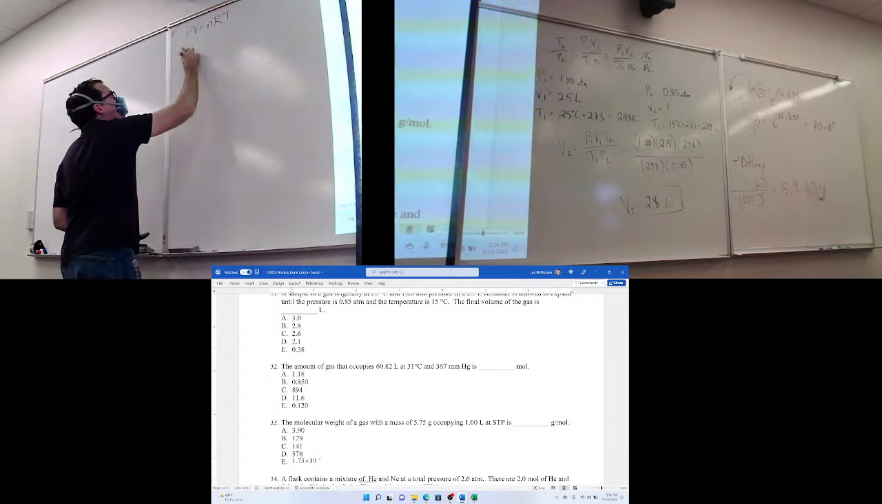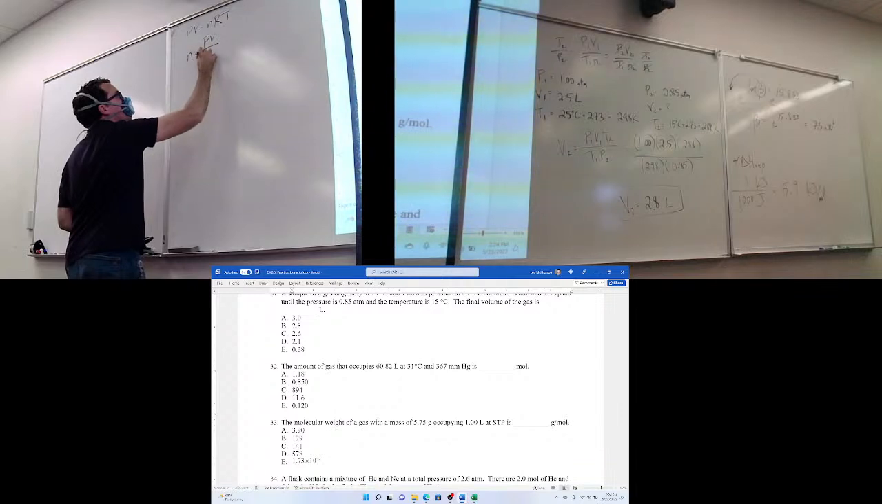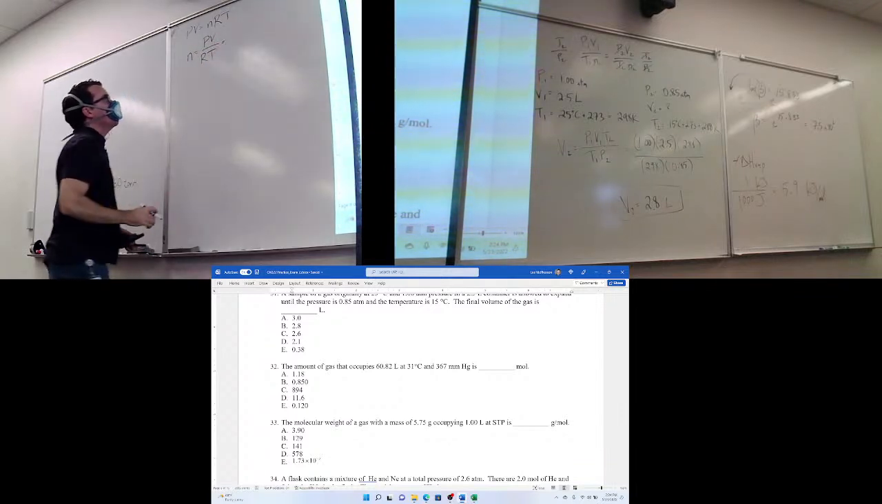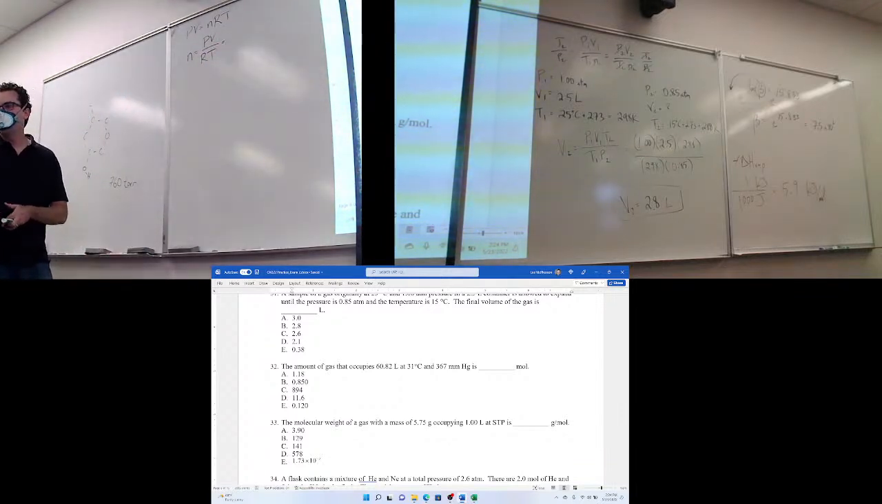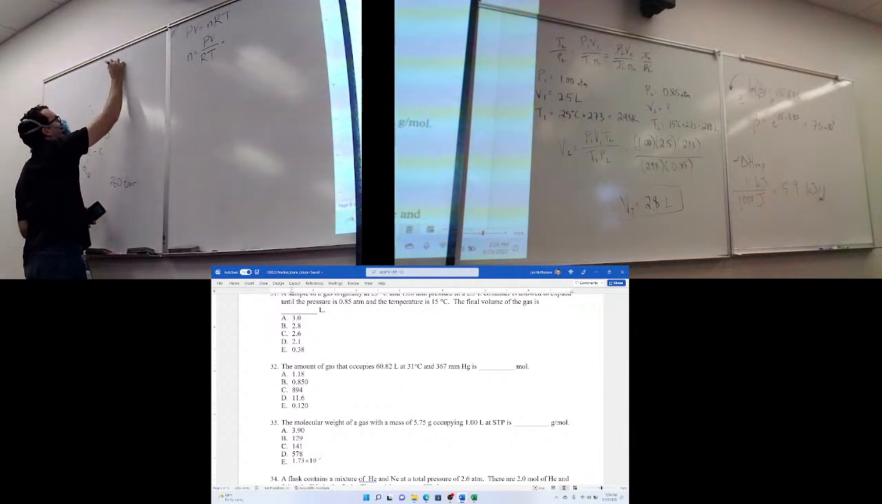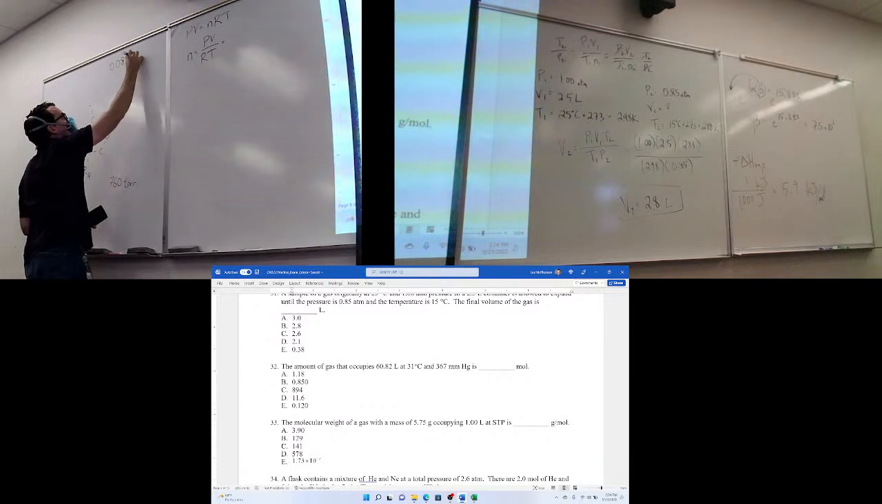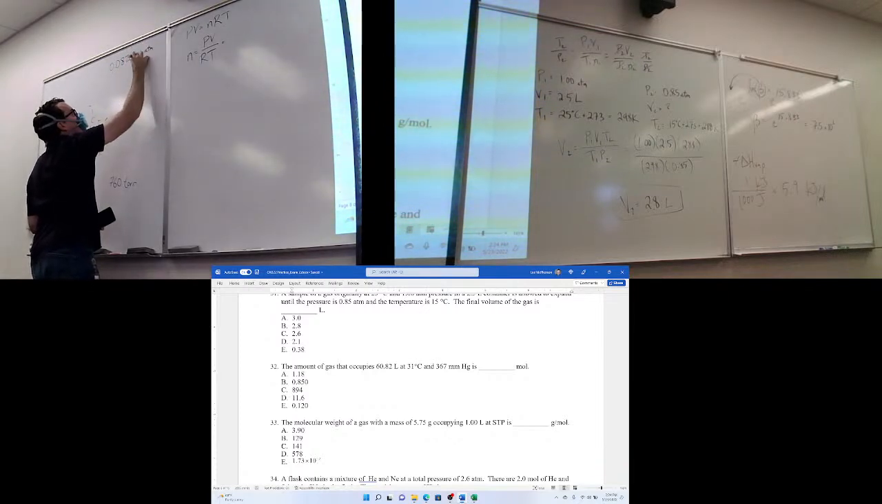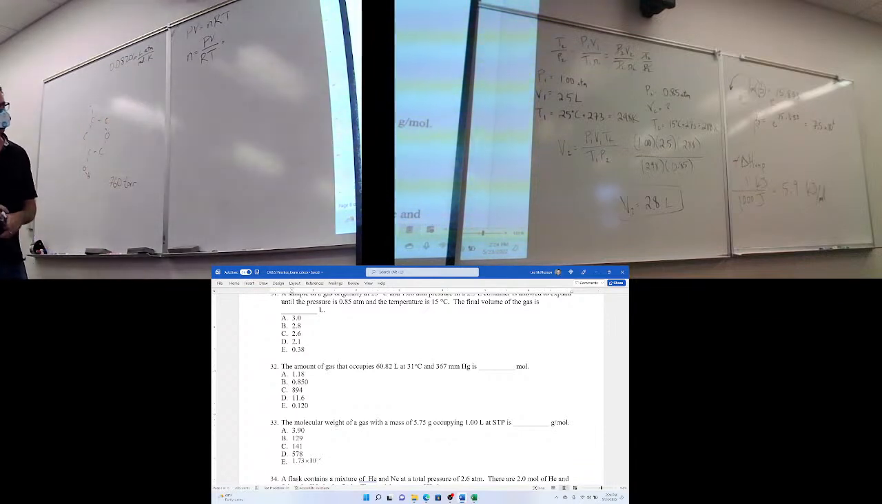And since we're solving for moles, we're going to divide by RT on both sides, so you get PV over RT. Well, R limits what units we can use. R is, in this case, 0.08206 liter atmospheres per mole per Kelvin. So we have to use those units.